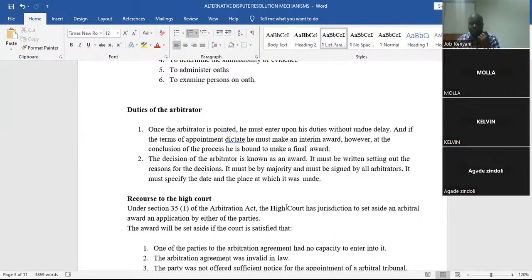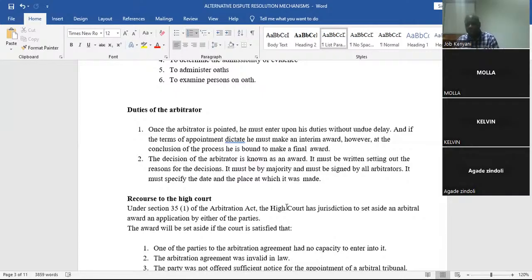The decision of the arbitrator is known as an award. It must be written, setting out the reasons for the decisions. It must be by majority and must be signed by all arbitrators. It must specify the date and the place at which it was made. So it is normally known as an arbitral award.